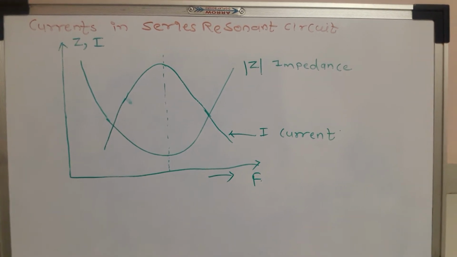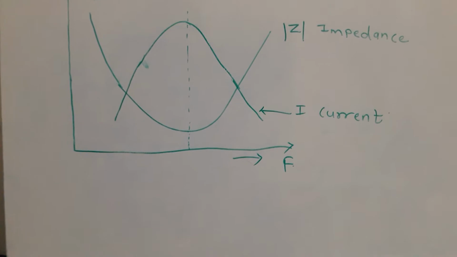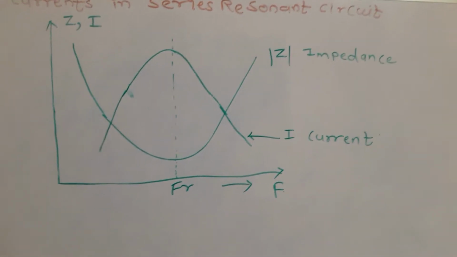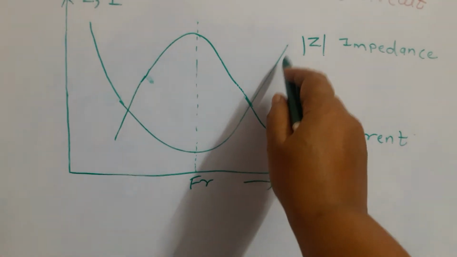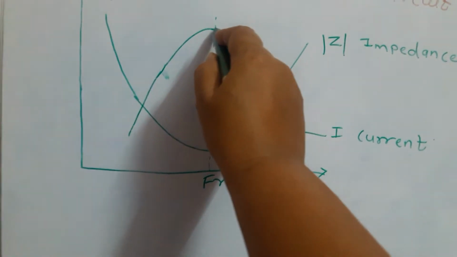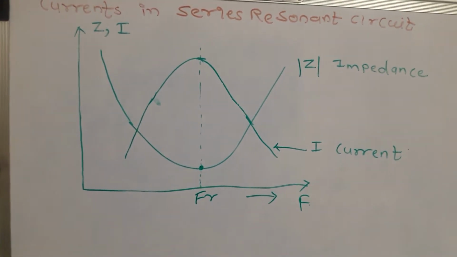The current variation is shown in the figure. If we see, this is nothing but the resonant frequency point Fr. At this particular point, the impedance is minimum and the current reaches the maximum value Imax because of minimum impedance.